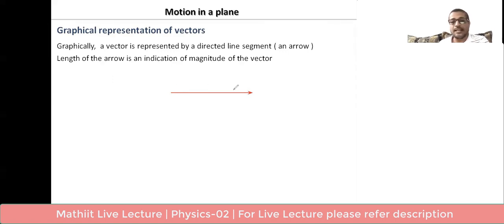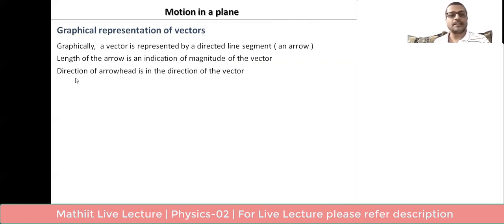for example, this length exactly is roughly around 4 centimeters, right? So can I use this to represent 10 newtons? Is this number equal to 10? No. Is a length the same as a newton? No. Therefore, it should be very clearly and carefully mentioned that the length of the arrow is an indication of magnitude. It means not exactly equal to magnitude, but an indication of the magnitude of the vector. And the direction of the arrowhead is in the direction of the vector itself.